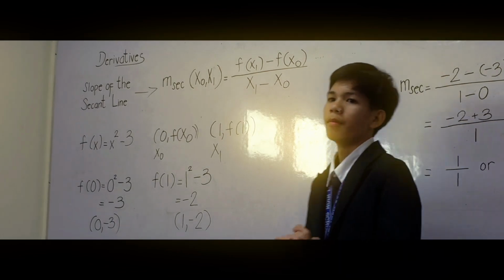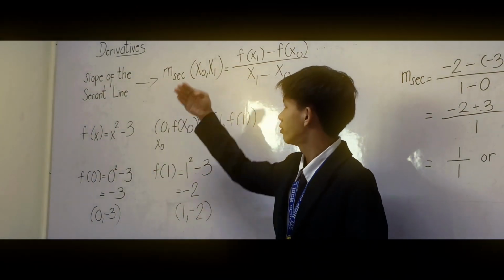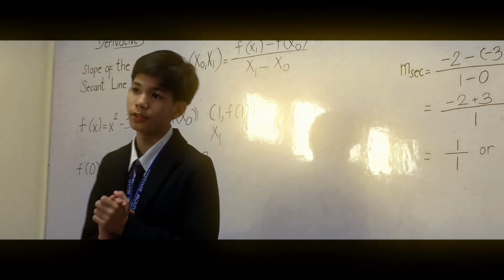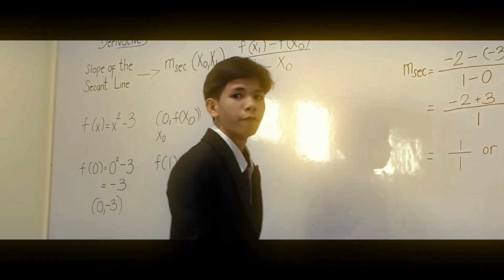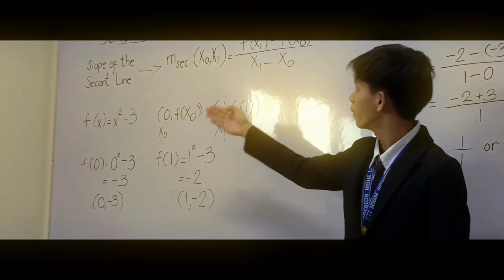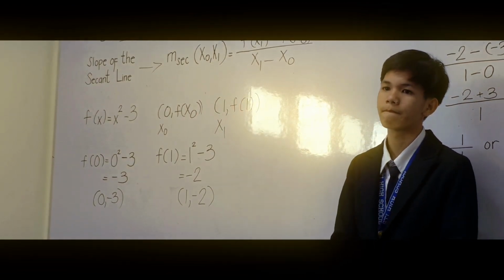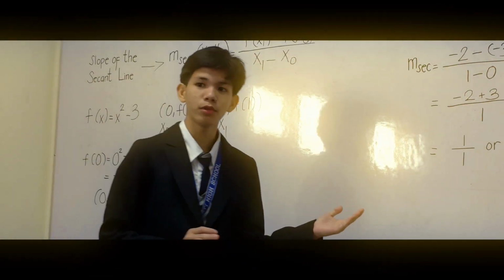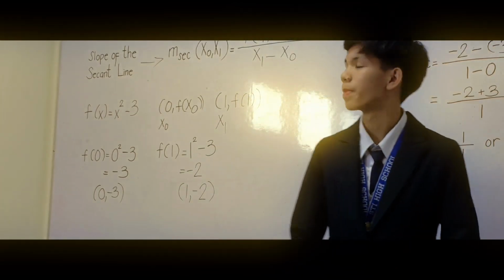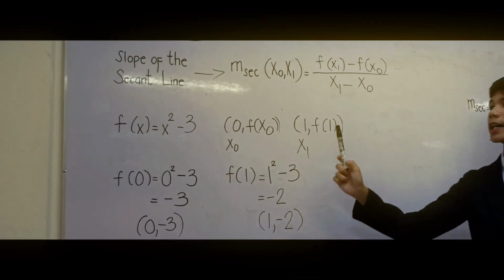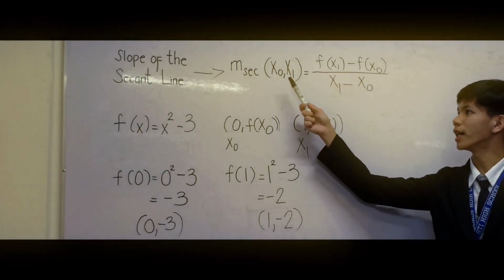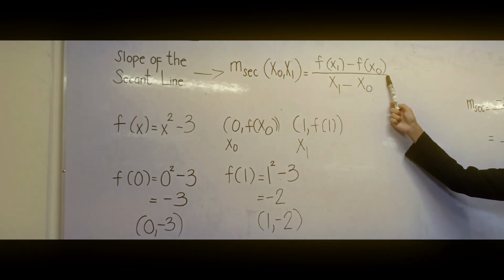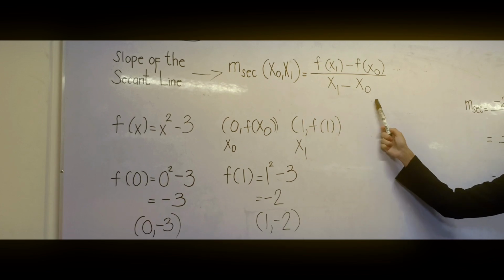Alright, class. My discussion for the day is about derivatives. This is easy, class, as long as you listen to me. First, we get to know about the slope of the secant line and a tangent line. A secant line is a line passing through 2 points of a curve. M sec, or the slope of the secant line, with x sub 0 and x sub 1, equals f of x sub 1 minus f of x sub 0 over x sub 1 minus x sub 0.